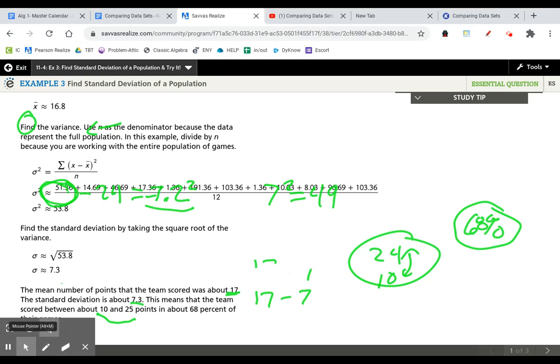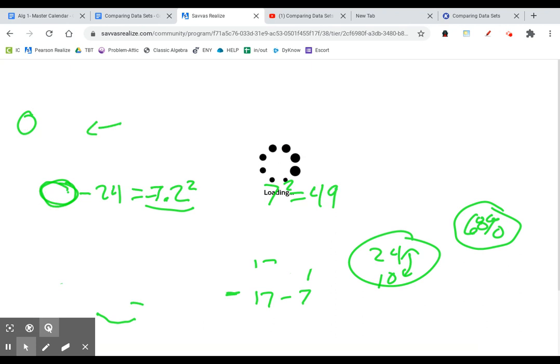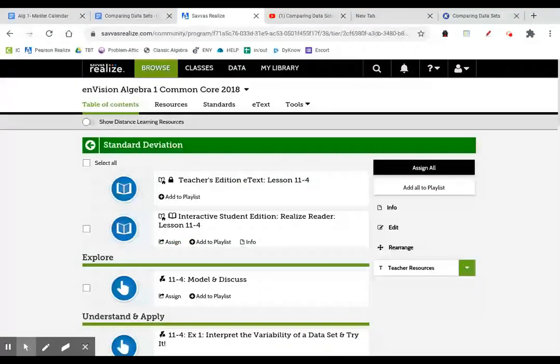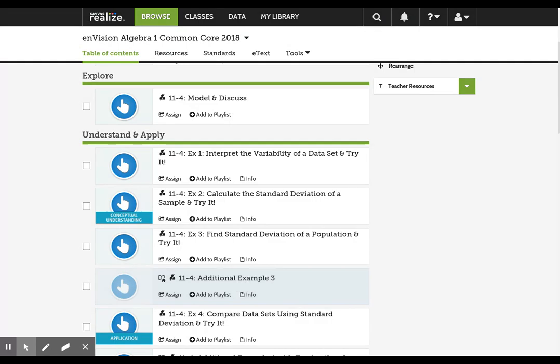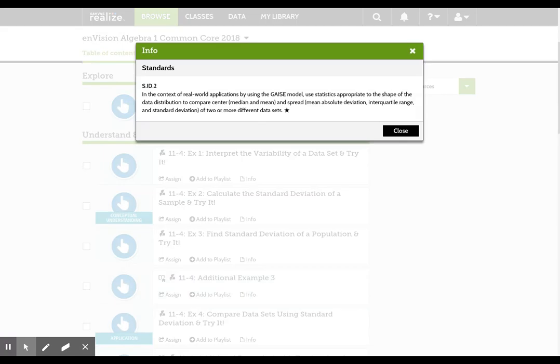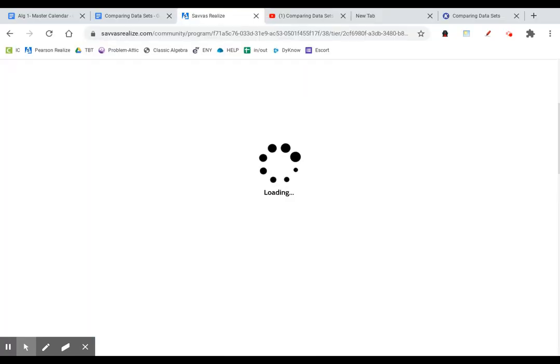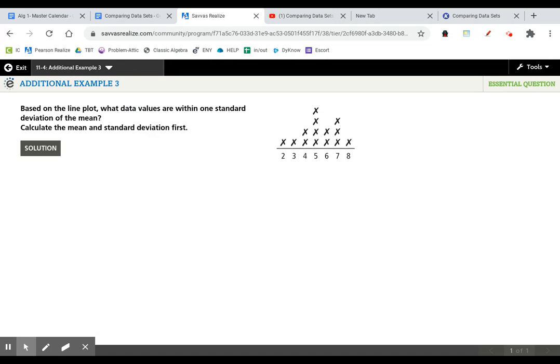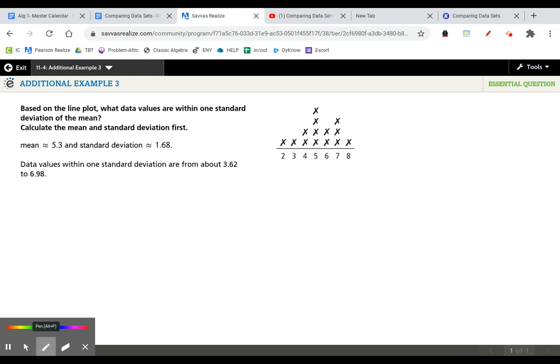So let's take a look at a third example of standard deviation with a lot of the math being done for us. We have this additional example number 3. And we're going to go ahead and look at it. Based on the line plot, what data values are within one standard deviation of the mean? Calculate the mean and standard deviation first. Let's see if it can do it for us. The mean here, 5.3. Standard deviation, 1.68.